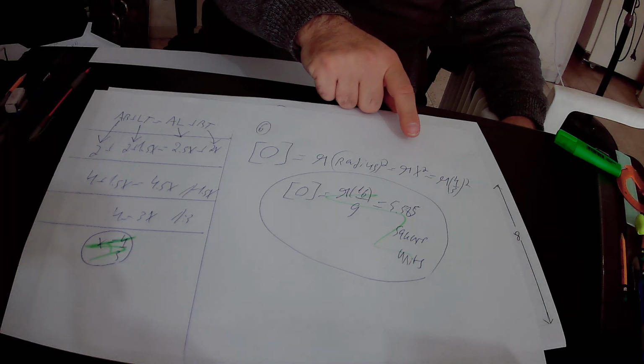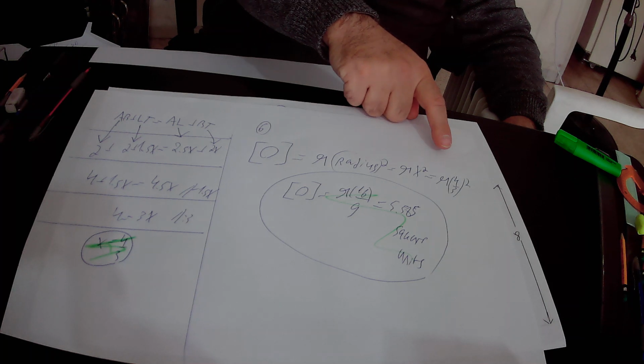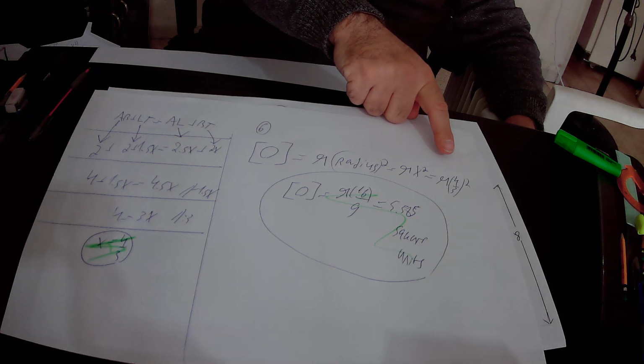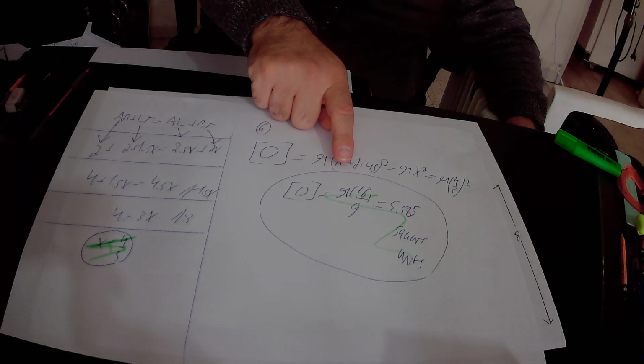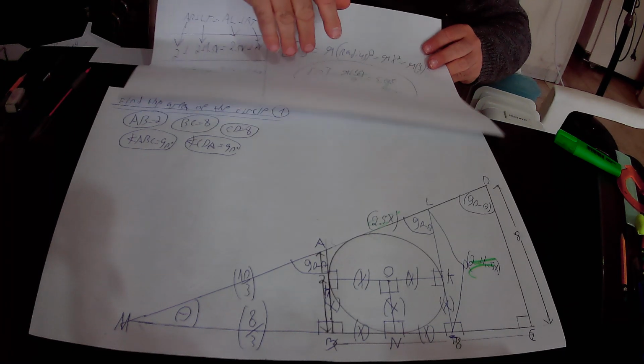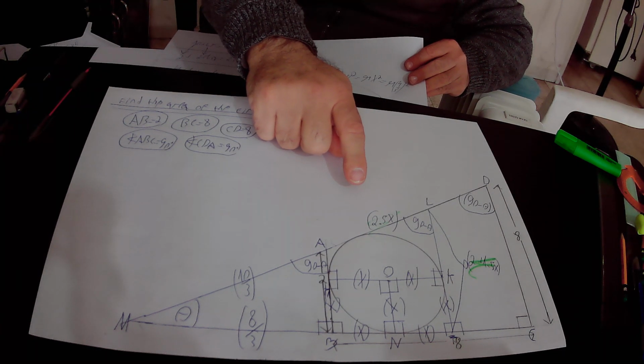Pi times 4 over 3 squared, where 4 over 3 squared equals 4 squared, that is 16, over 3 squared, that is 9. Therefore, the area of our circle will be equal to either 16 pi over 9 square units, or in terms of numbers, the area of this circle will be equal to 5.585 square units.